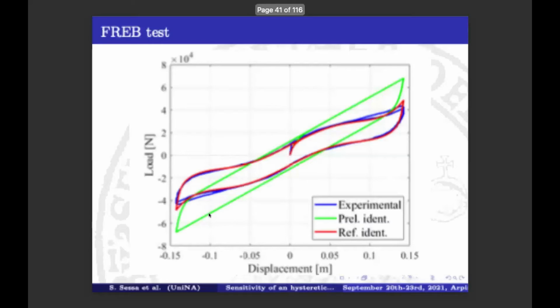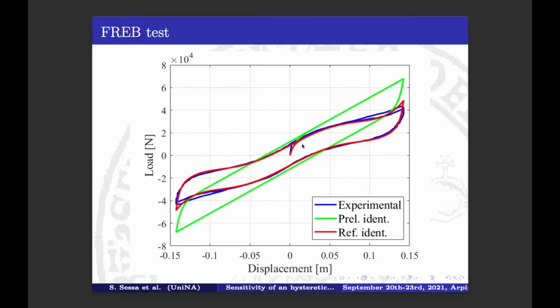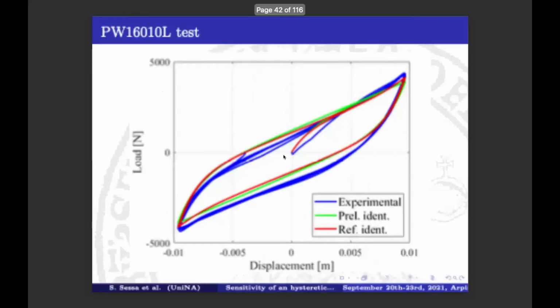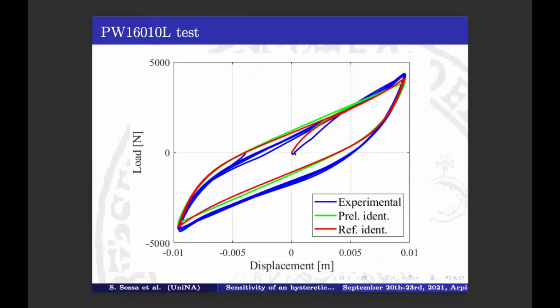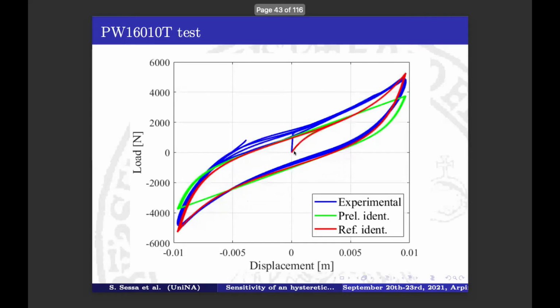This is a second experimental value, and in this case, we also have non-monotonic stiffness in this region of the loop. This was a wire rope isolator loaded by transverse load. And this is the same wire rope, but the load is longitudinal.